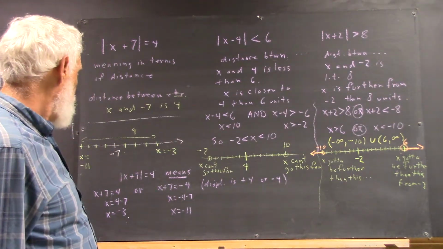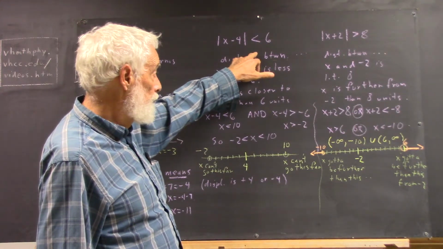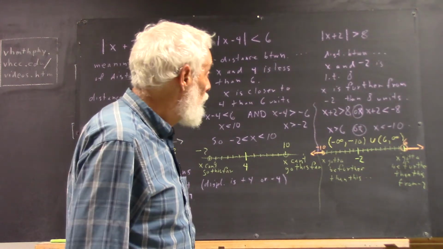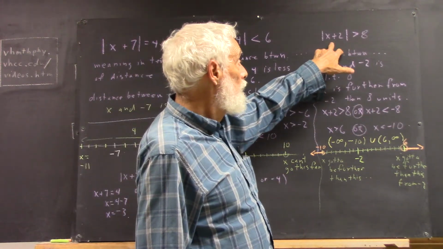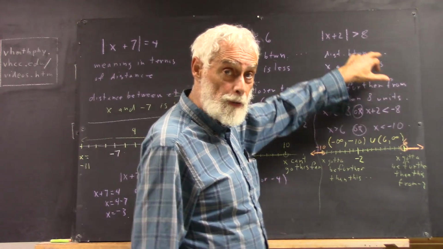Okay, now we'll look at inequalities. We'll look at the inequality absolute value of x less than 6, an inequality where the absolute value is less than a number, and an inequality, in this case, absolute value of x plus 2 is greater than 8, where the absolute value is greater than a number.